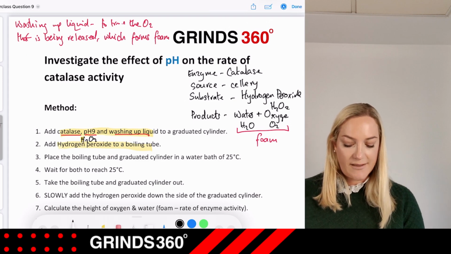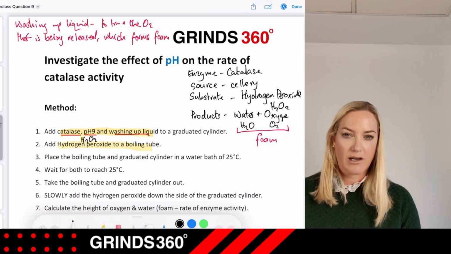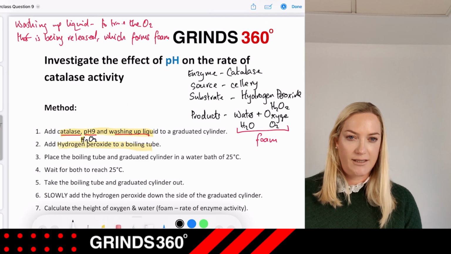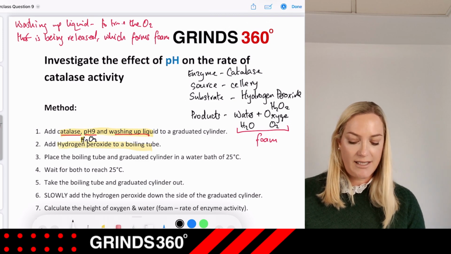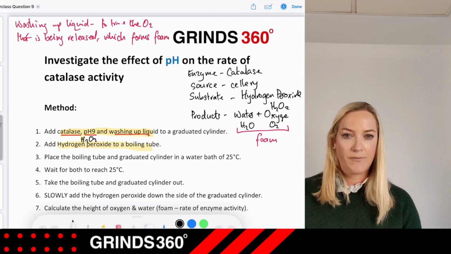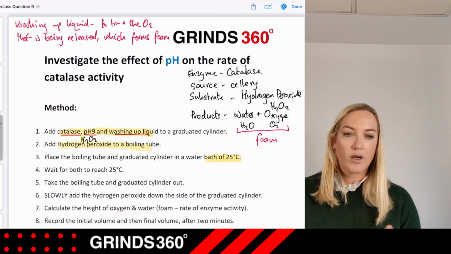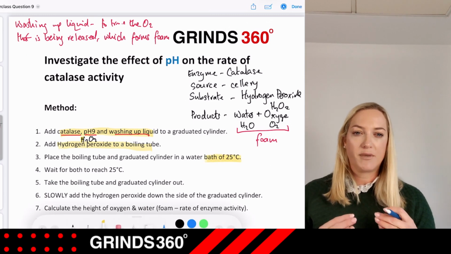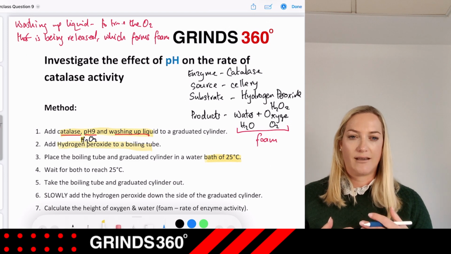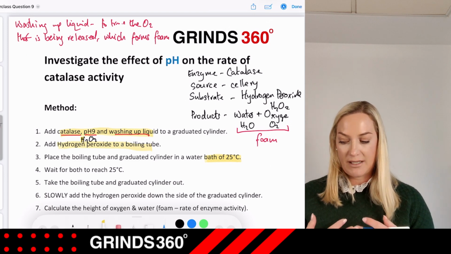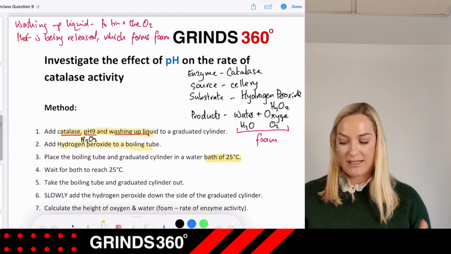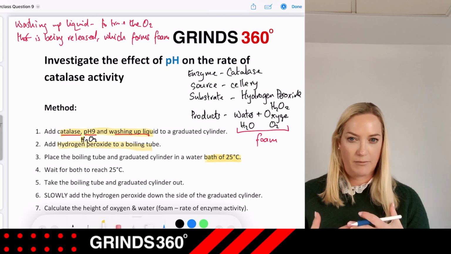So you're going to place the boiling tube with your hydrogen peroxide and the graduated cylinder that contains your catalase, your pH 9 and your washing up liquid into a water bath at 29 degrees. Now, the water bath at 29 degrees is the optimum temperature of the enzyme catalase. Optimum, what does it mean? So optimum means that it's the most efficient, which I'll get to in a moment.